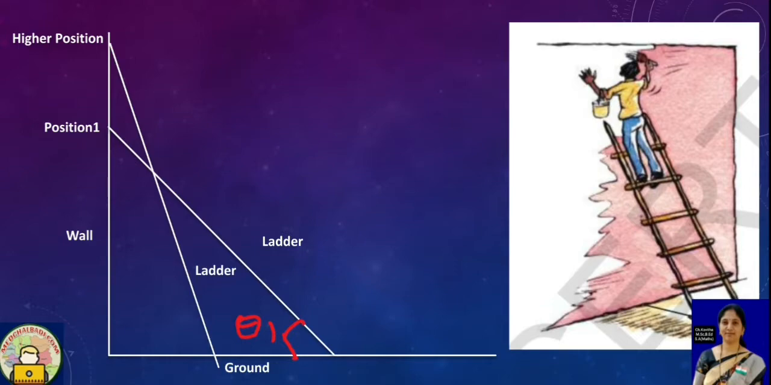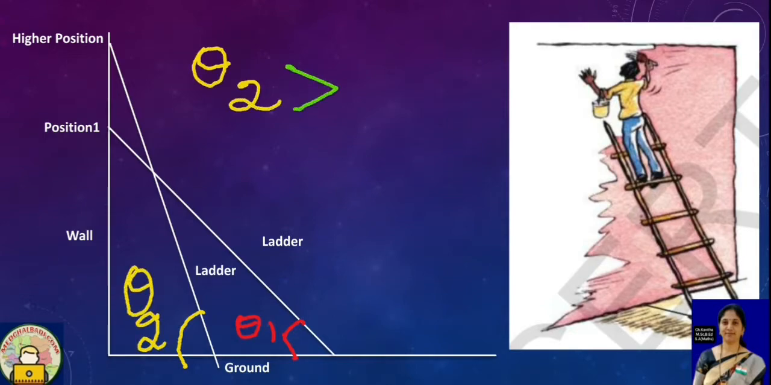If you observe the angle made by the ladder and the ground, when the position is at a lower height, the angle made by the ladder with the ground is theta 1. When the position height is increased, the angle made by the ladder and the ground is theta 2 here. So clearly we can say that the angle theta 2 is greater than angle theta 1. So when he reached the higher position, the angle is increased.